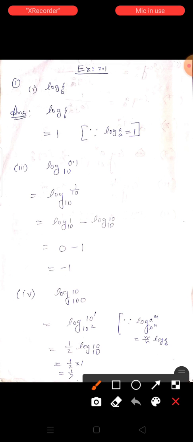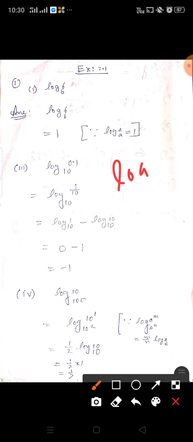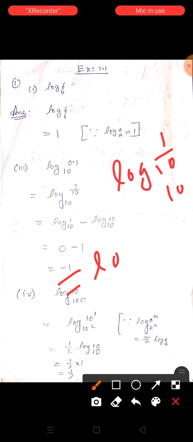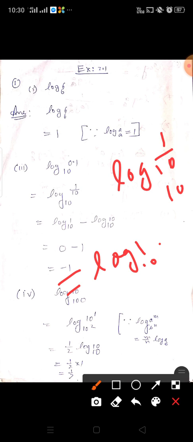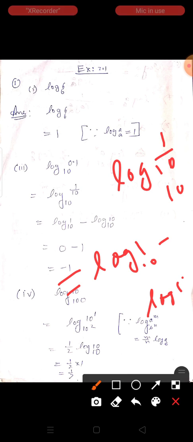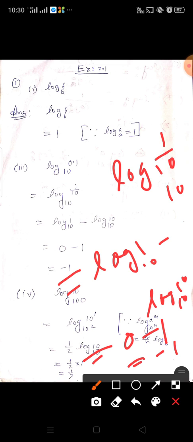Then log of 0.1. Log of 0.1 can be written as log of 1 by 10 to the base 10. And this is equal to log of 1 to the base 10 minus log of 10 to the base 10. Log of 1 is 0 minus 1, so equal to minus 1.